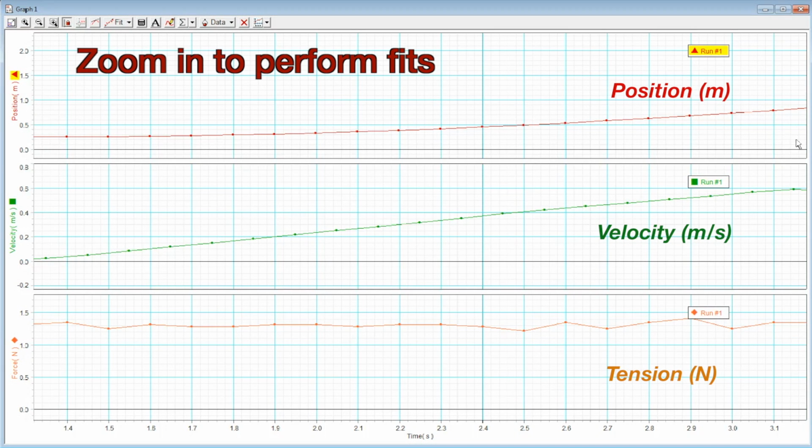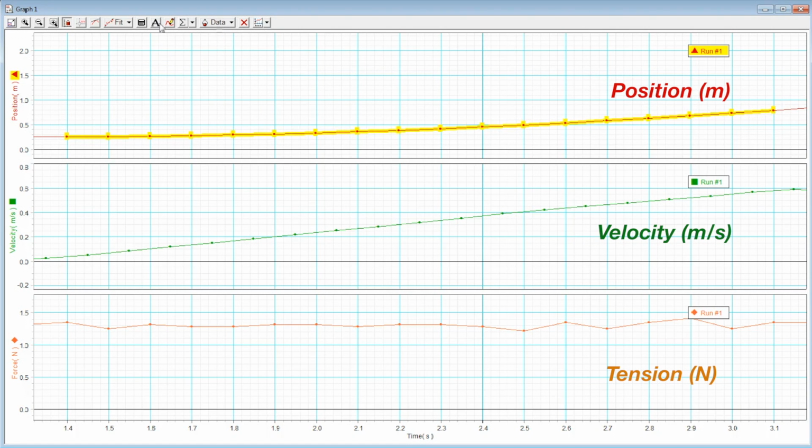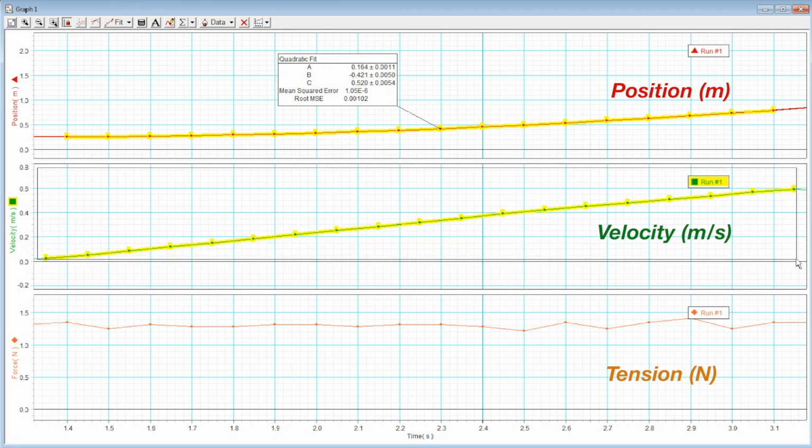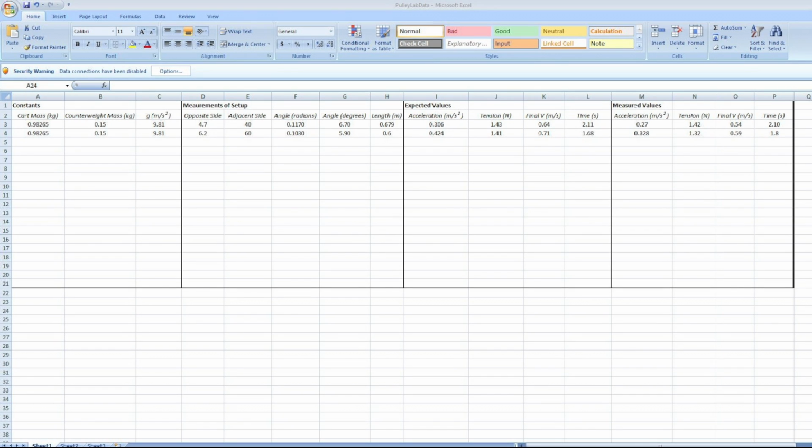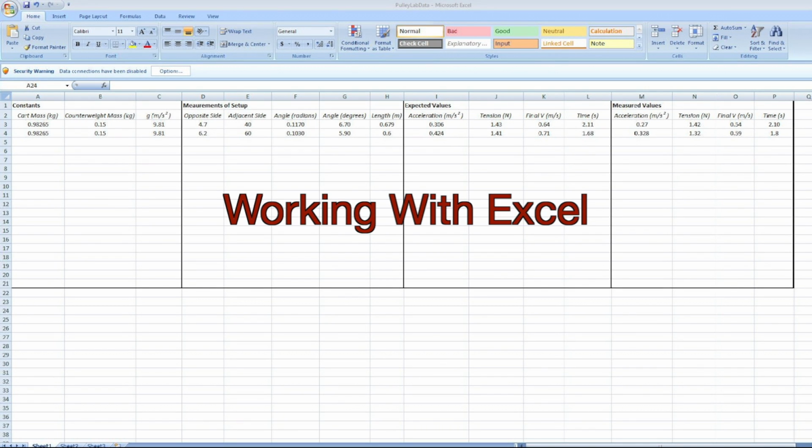We can now perform fits to find the acceleration. We fit the position graph to a quadratic function and the velocity graph to a linear function. We can also use the cursor to look at values for the tension over the course of the run. We'll complete our data analysis in Excel.